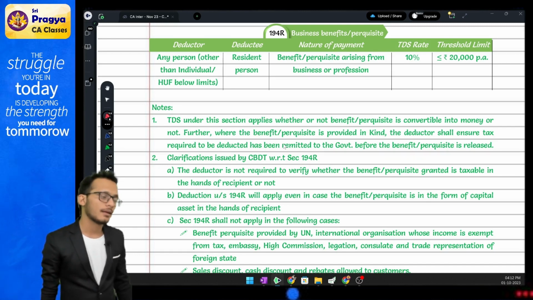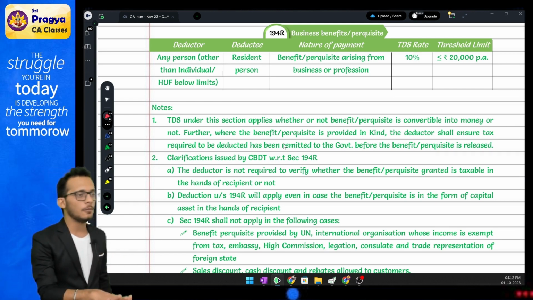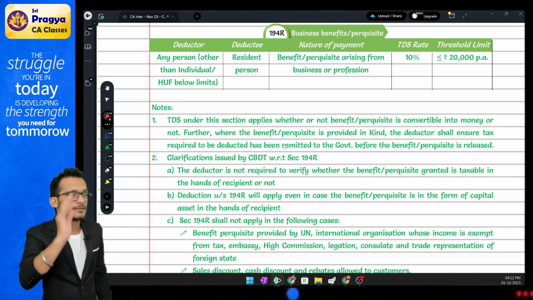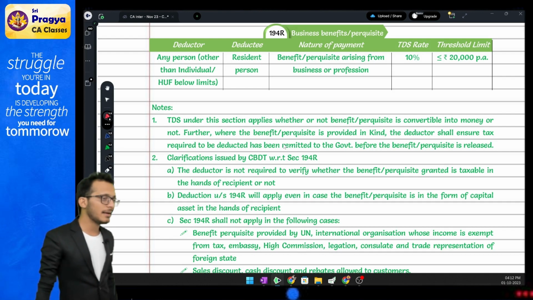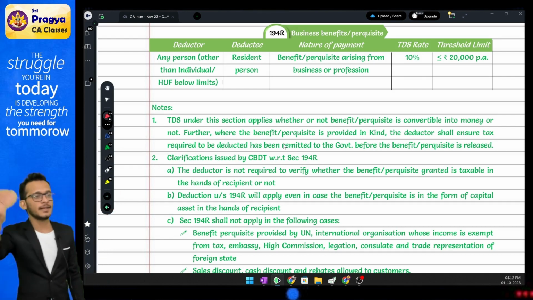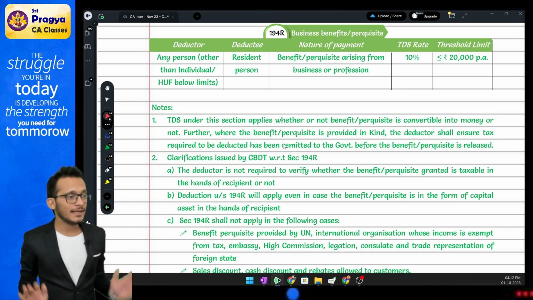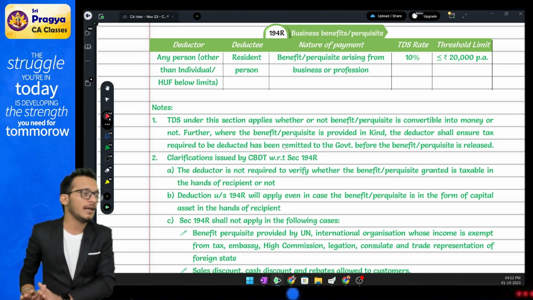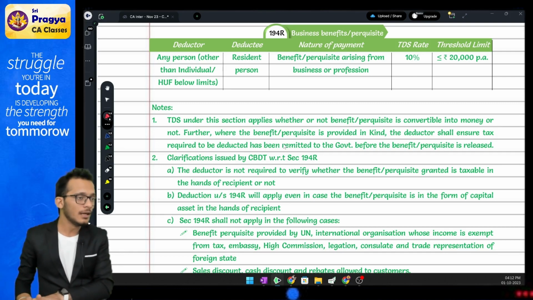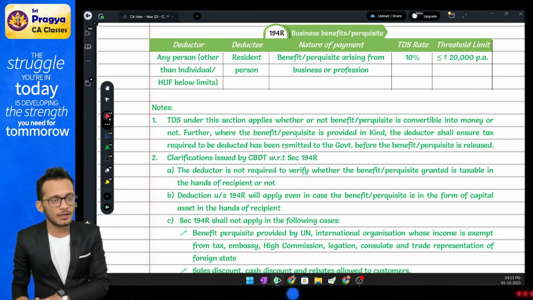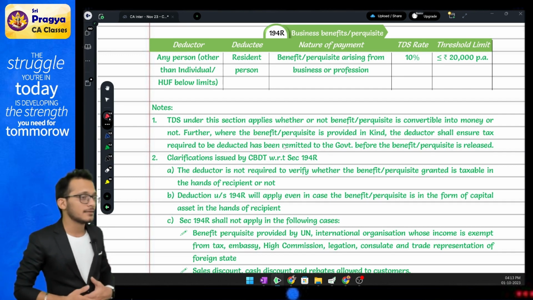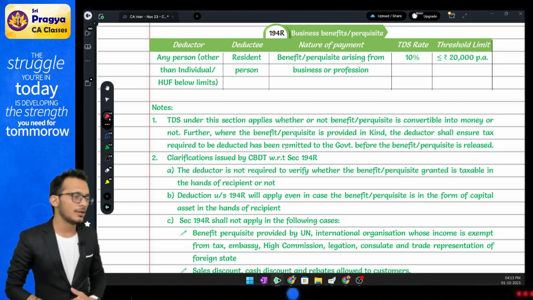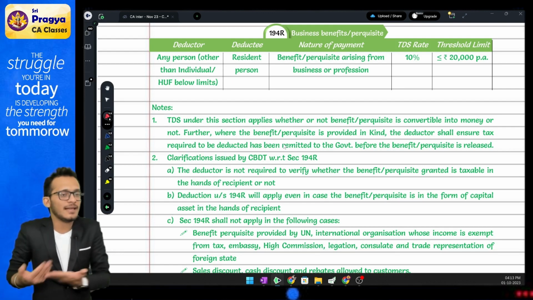Yes or no? One more option I'm telling you: I can get a declaration from the other person. If he declares to me, no Rahul, I will take the benefit, I will put it in my return and I will pay advance tax on it, then in that case also I don't have to deduct TDS. Because he is anyway paying the tax, I don't have to pay it once again.